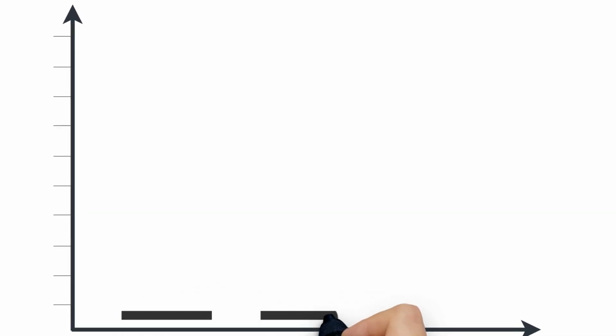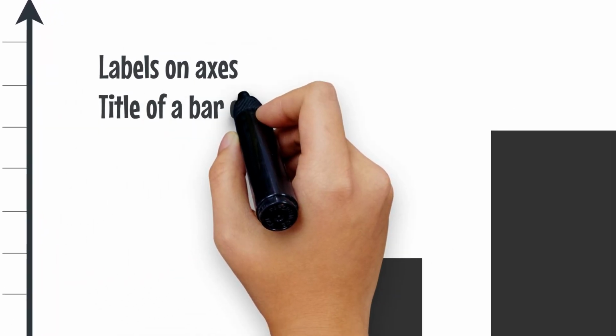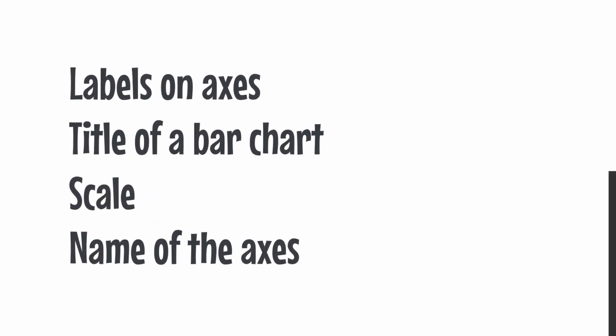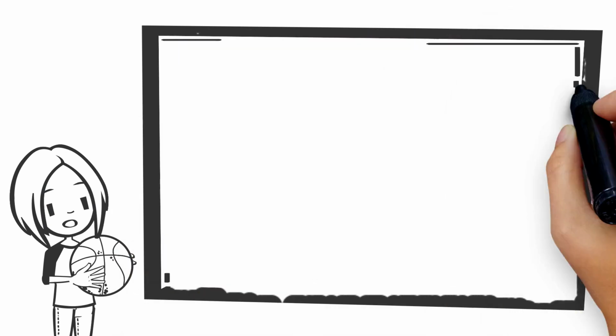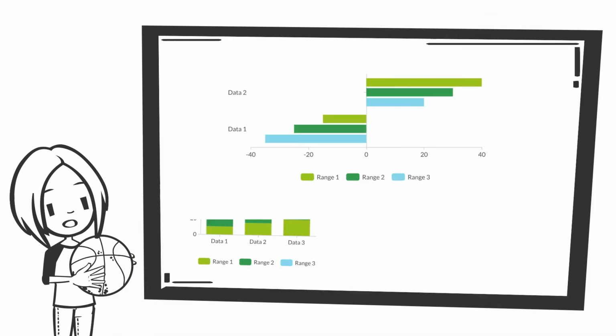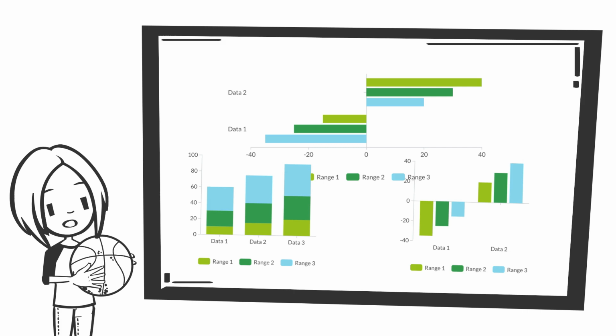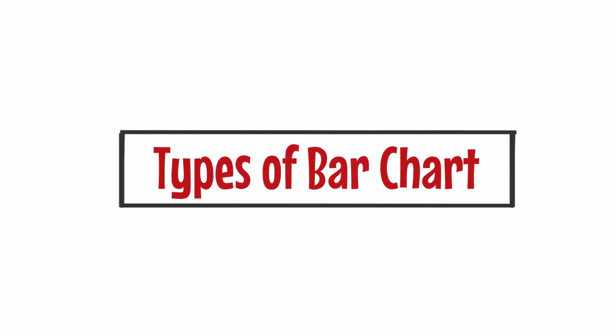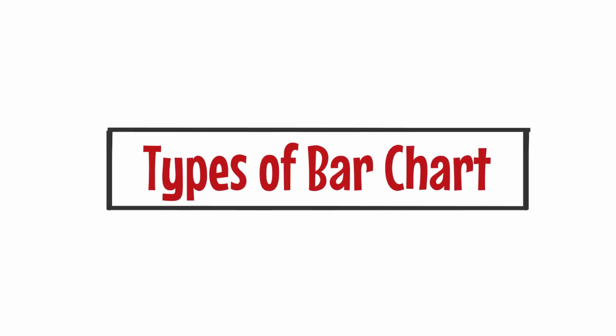Always remember, while drawing a bar chart, it's necessary to mark 4 important parameters. That is, the labels on the axes, the title of the bar chart, the scale, and the names of the axes. Lisa's example was a simple demo of a bar chart in real life. However, the use of bar charts in the professional world varies from financial charts to complex statistical models. Depending on the type of data and categories, bar charts are mainly classified into 4 types.